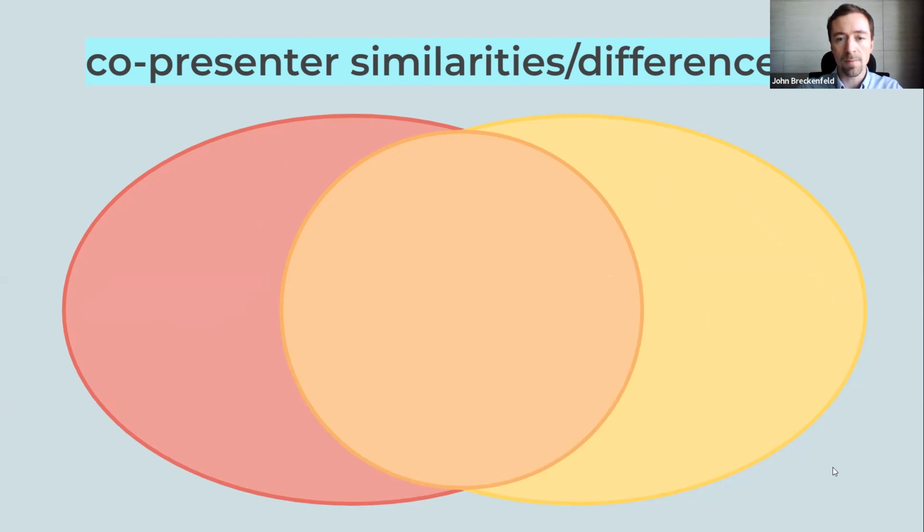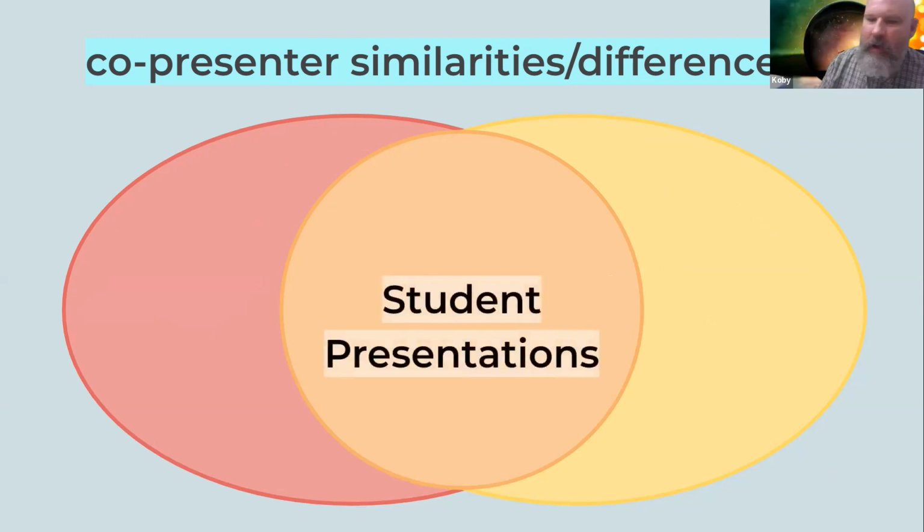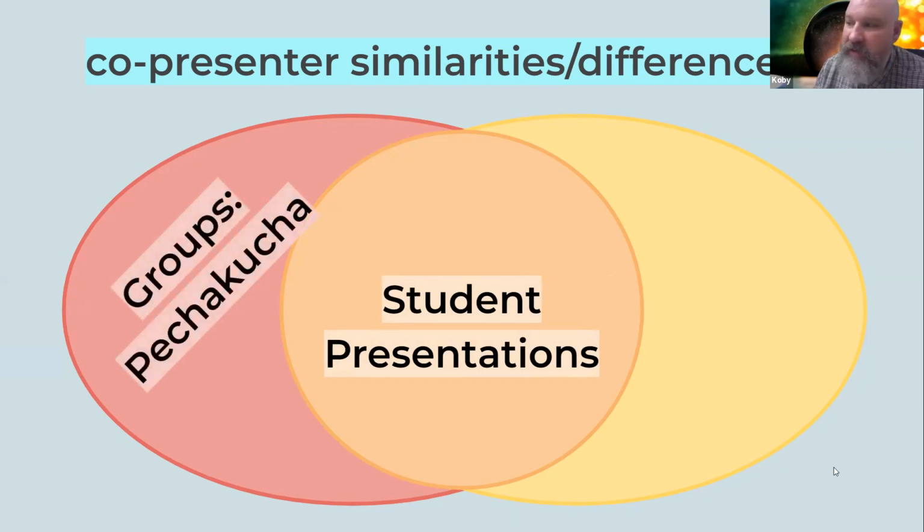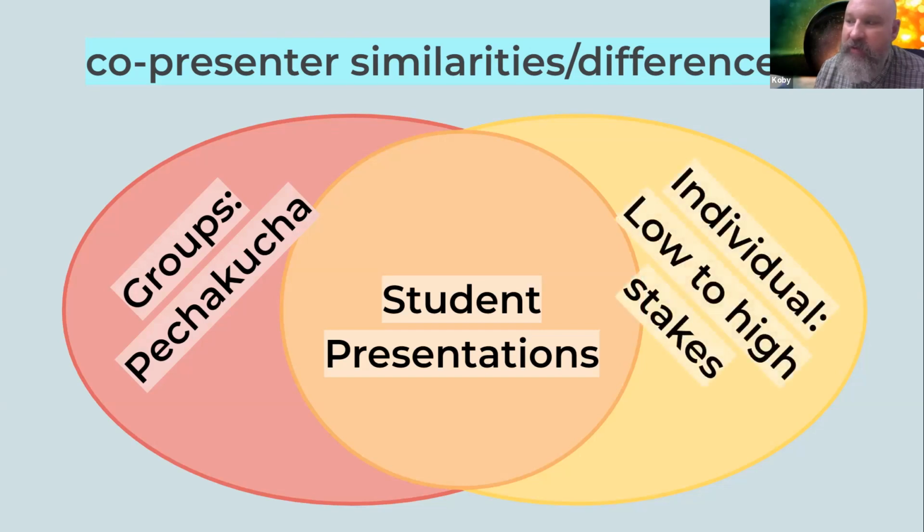And go ahead, Kobe. Sure. And as John said, we're doing some things very similarly and a lot of things very differently, right? So we're focusing on student presentations, but John basically does all his presentations in groups, and he's using something called Pechakucha. If I mispronounce that, please let me know. I don't know how it's pronounced at all, right? But I tried. And then I'm basically just doing individual presentations.